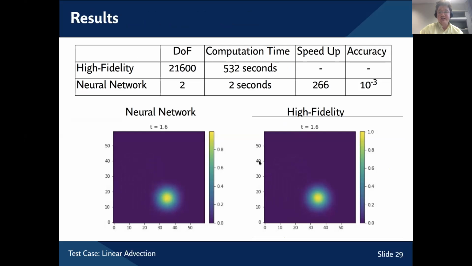So here we see animations of the neural network and the high fidelity solutions. And at least qualitatively, there's basically no difference. We see here in the table that in the high fidelity method, we have around 21,600 degrees of freedom, while in the neural network using the autoencoder, we can go down to 2 degrees of freedom. And computation time-wise, we get a speed up of around 266 times. And we achieve an accuracy around 10 to the power of -3.